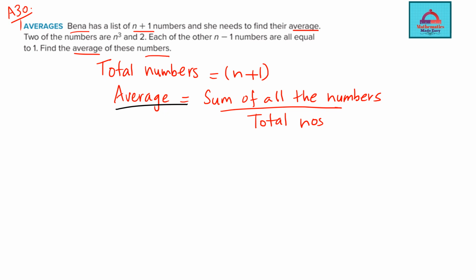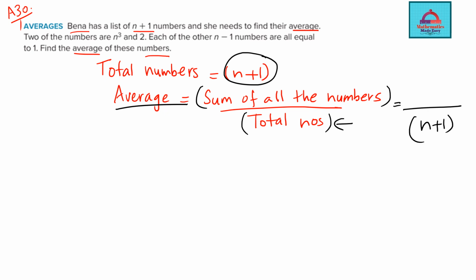Okay, so let's find the average. For finding the average, we need the sum of all numbers and we need the total of the numbers, and we need to divide them. Now total numbers is already given. So the denominator you already have: n plus 1. Now what you need is the numerator, which means you need to sum all the numbers. You need to add them.